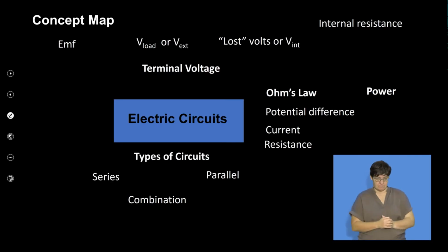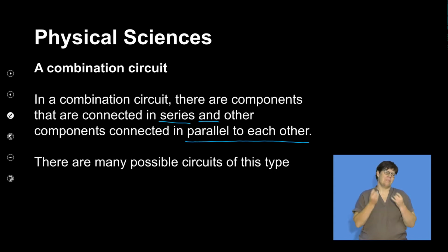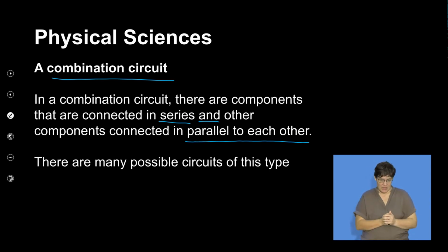In a combination circuit, there are components that are in series and others that are parallel to each other. So there are many possible scenarios that we can get as far as combination circuits are concerned. We're only going to look at some of them because of time constraints. The same approach that we use in the examples will generally apply in other scenarios that involve combination circuits.